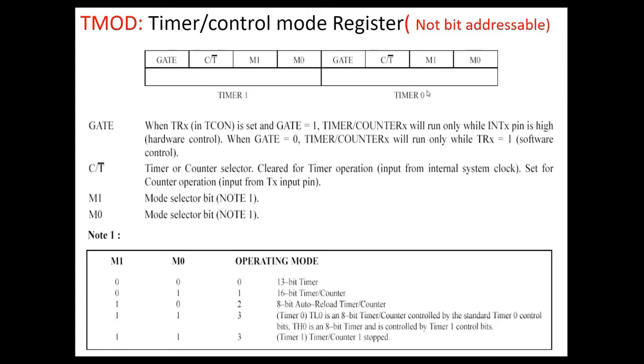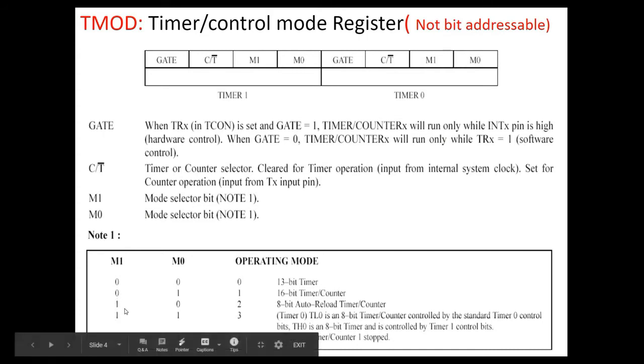Here, for example, if we take timer 0, the first 2 bits are M0 and M1. These M0 and M1 bits are used to select the mode of the timer. Since we have 2 bits, the maximum number of modes we can select is 4, called mode 0, mode 1, mode 2 and mode 3.